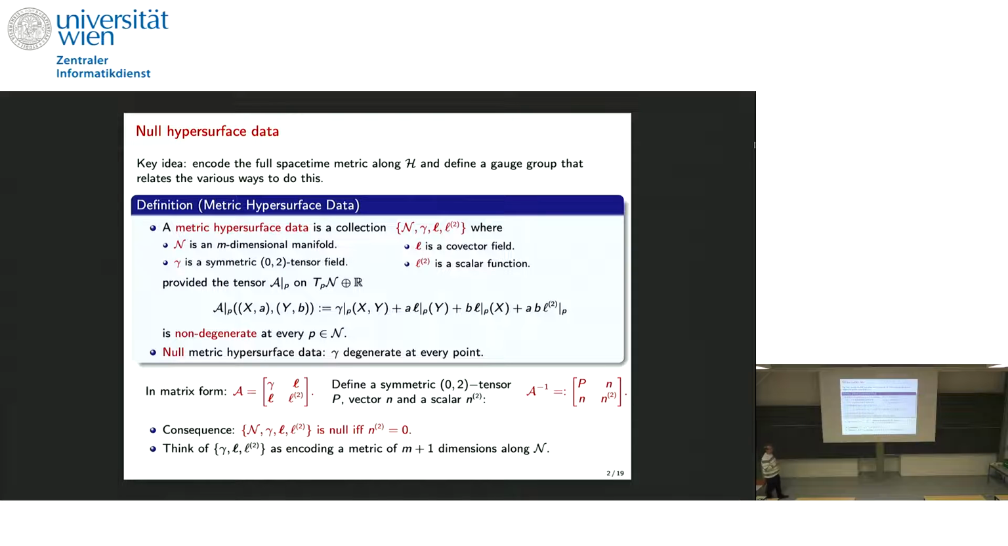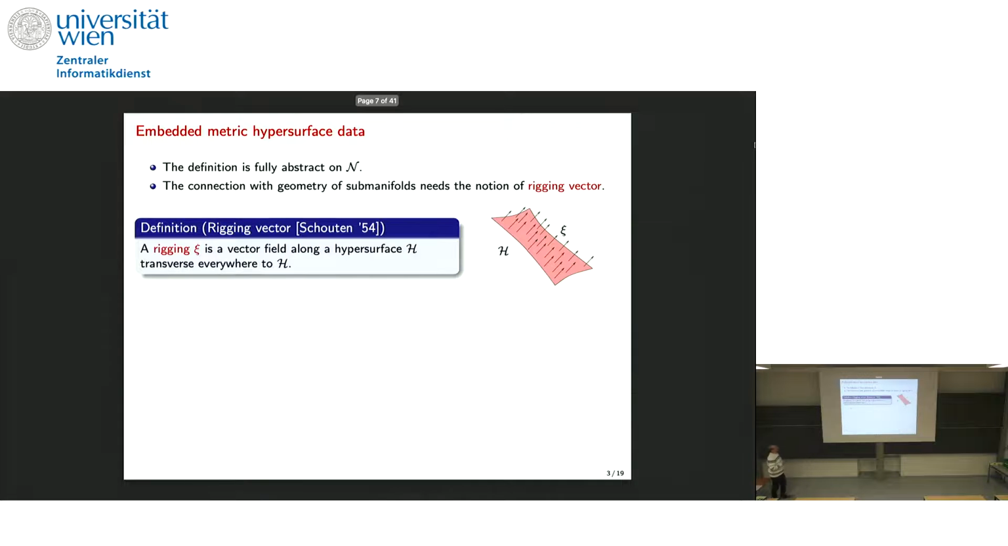And it's an immediate consequence of the construction that the hypersurface is going to be null. That means gamma degenerate if and only if this scalar N squared is 0. You should think of this really as encoding a metric in n+1 dimensions along N. So this is all very natural in some sense. But the thing here is that this definition is completely abstract on N. So I'm not talking about any space-time or any ambient manifold where this is sitting. It's just something that you define on its own.